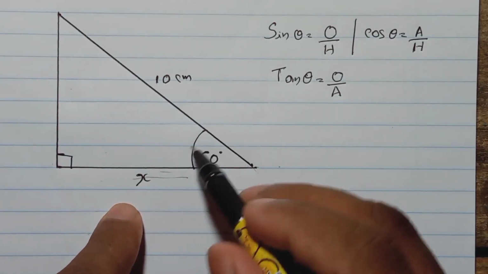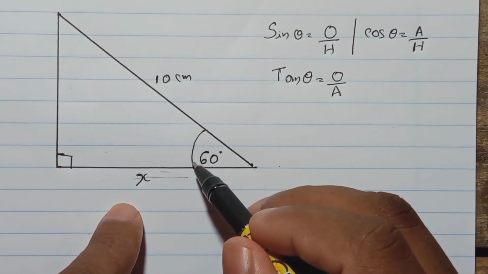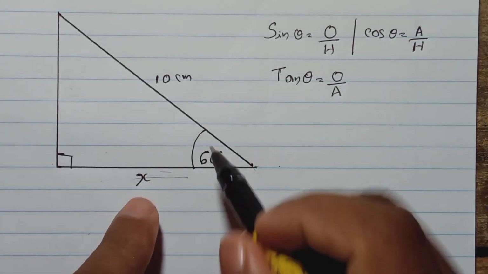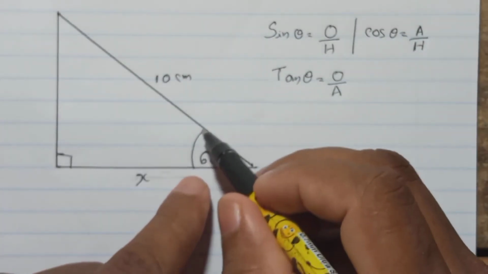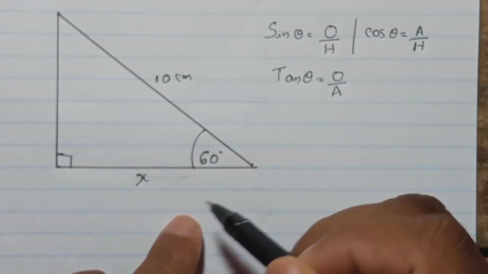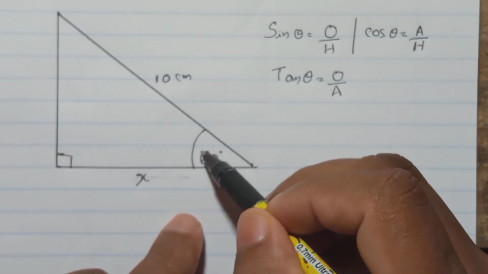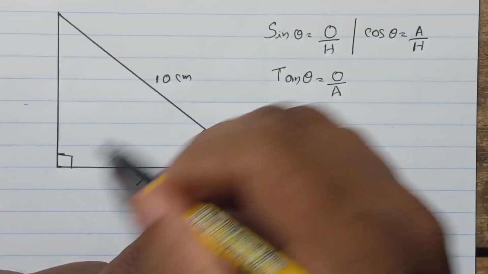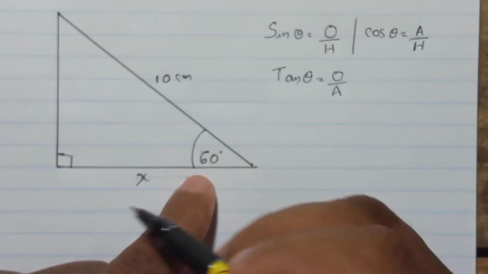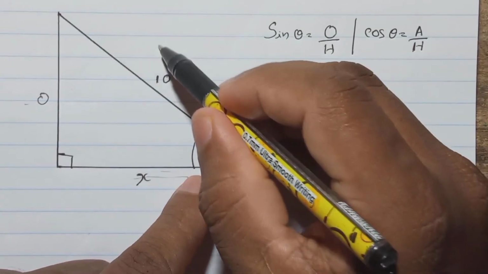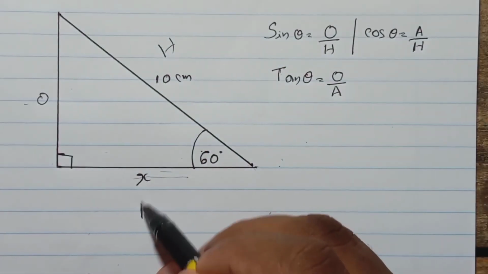What to do? Always start with the angle. Sometimes you may have to find the angle too, but here they give the angle. This is the angle we have other than the 90-degree angle. According to that, first of all name these sides. You don't need to write the names, just think what the sides are. This is opposite, this is hypotenuse, and this is adjacent.